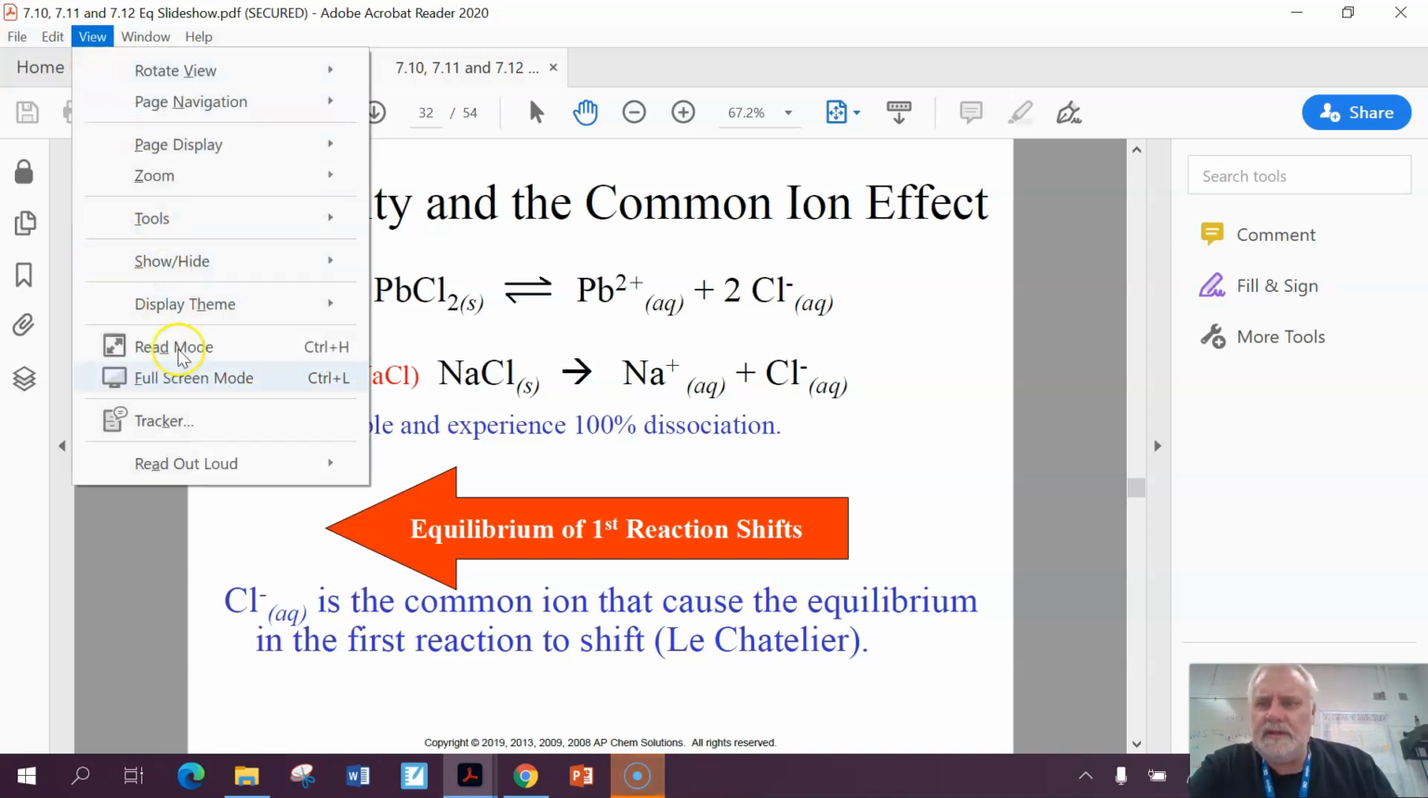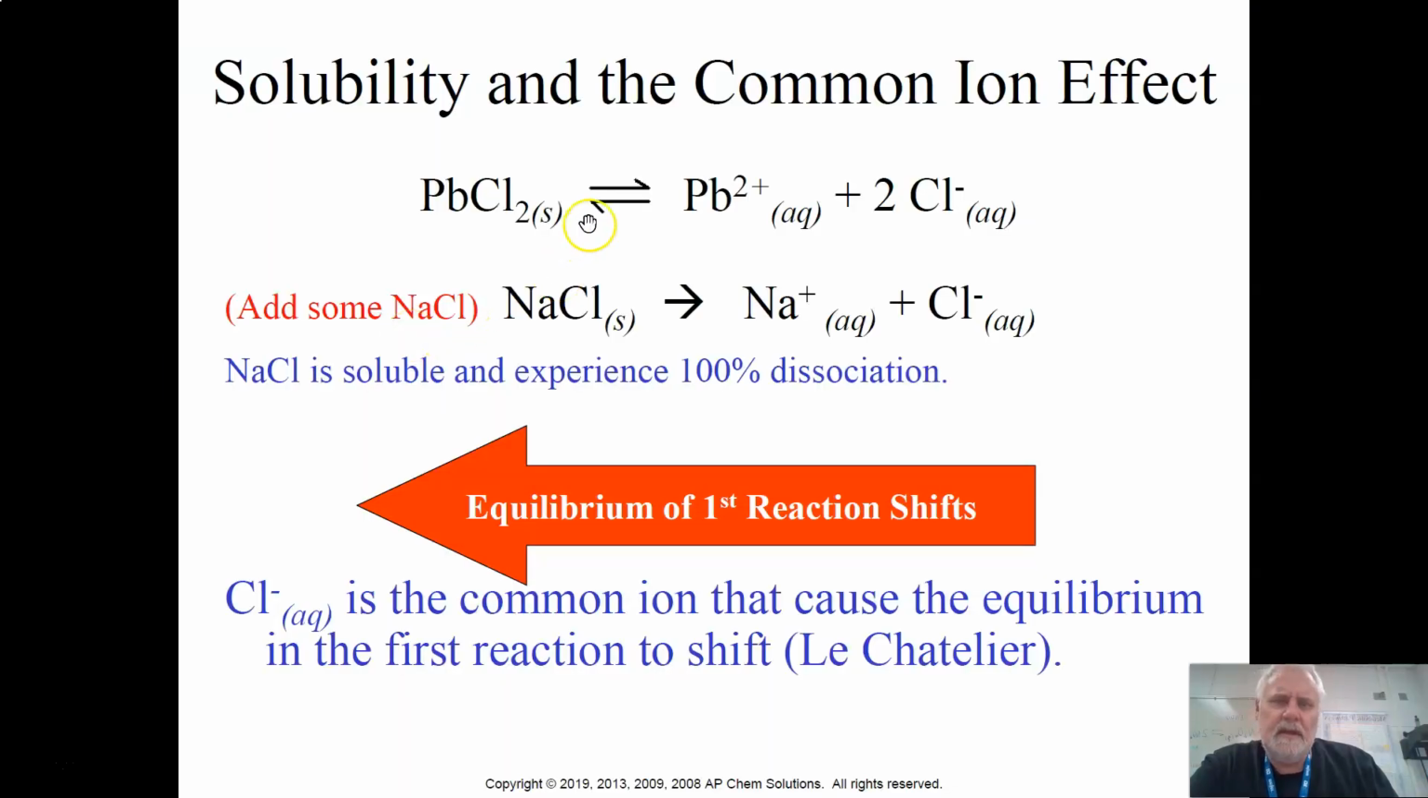And as you can see here, we're going to do this. It's one of these self-defining terms. The common ion effect is you're going to have two different reactions, and you add something to the system that has a common ion. It's going to have an influence on this equilibrium system.